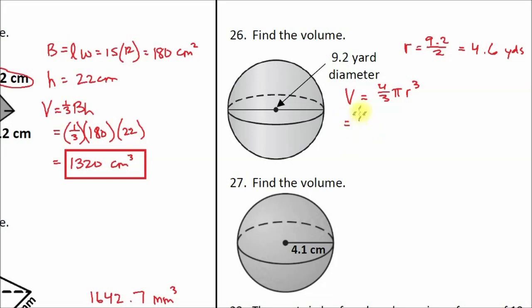So let's write how we're going to put this in our calculator. We're going to have 4 divided by 3, and then I can put pi in parentheses here, and then I'm going to put in my 4.6 cubed. Let's put that in our calculator.